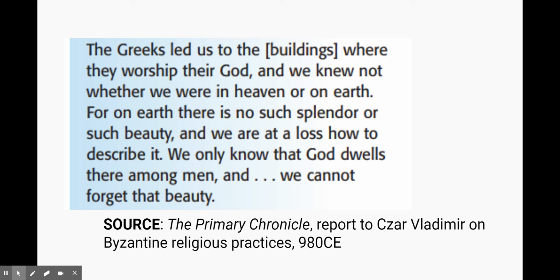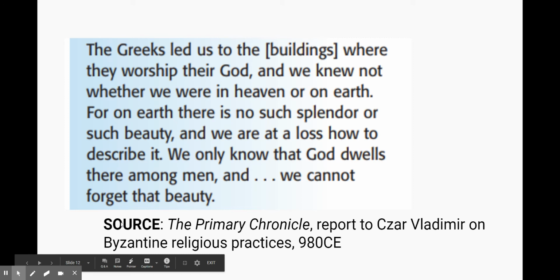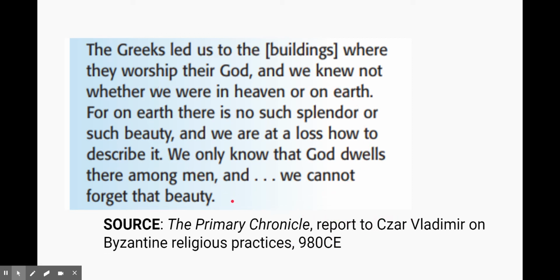So if we think about the purpose, the audience, or the point of view, most of that information will be found here in the source line. The purpose was to report to the Tsar of Russia on Byzantine religious practices, which means the audience was the Tsar, and the point of view of this author appears to be very positive about Byzantine religion. We know they use words like beauty, splendor. We are at a loss how to describe it.